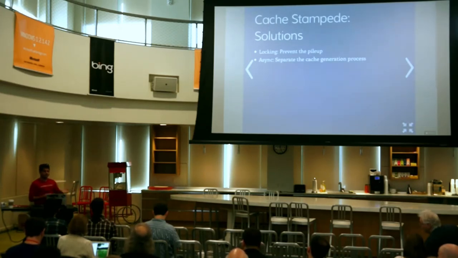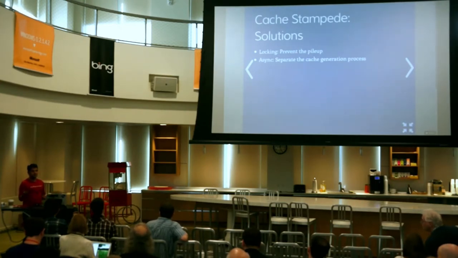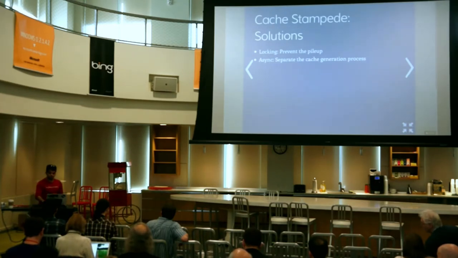The other solution is to use an async process, or separate the cache generation from the page load, right? So instead of the user hitting the site and then kicking off the query process, use some sort of async process that's running in the background, whether that's WP cron or some other cron process or some sort of ongoing thing that's generating the cache in the background for you, right? So that's the other solution.